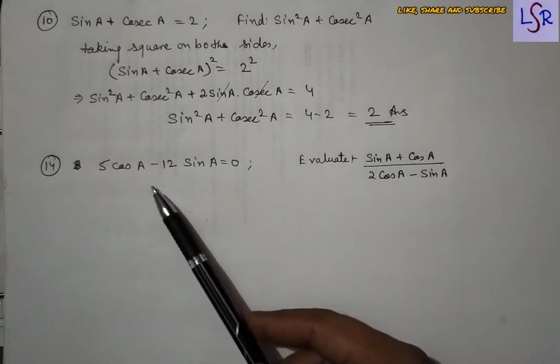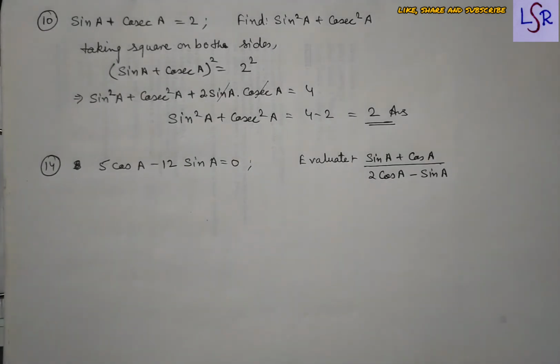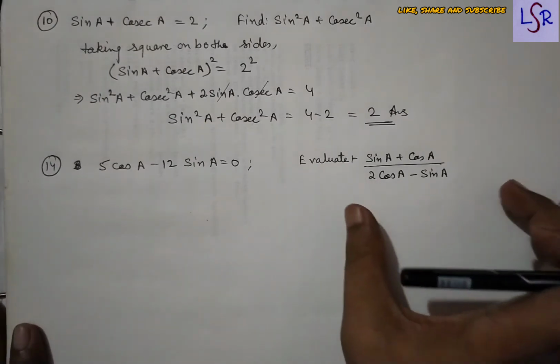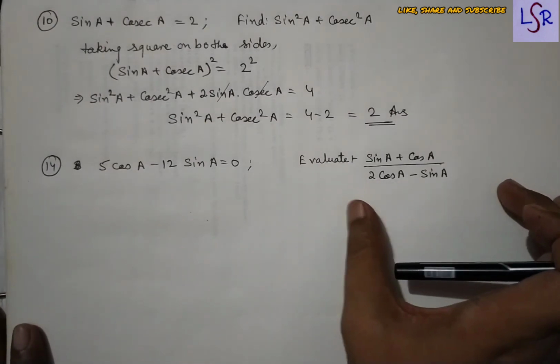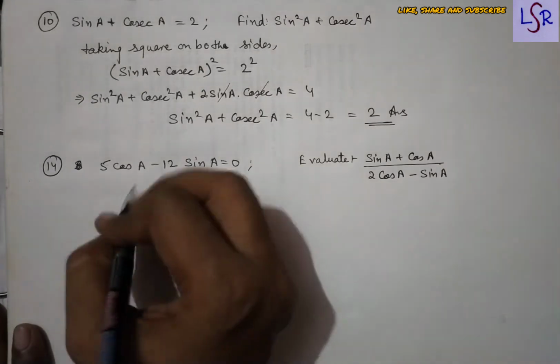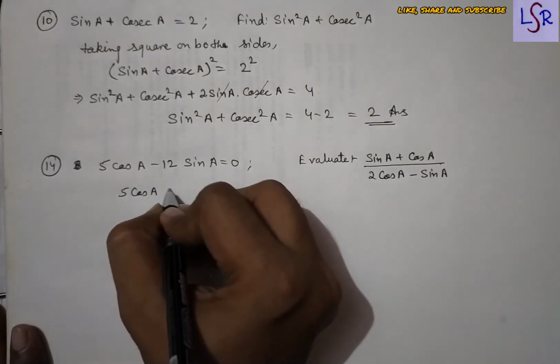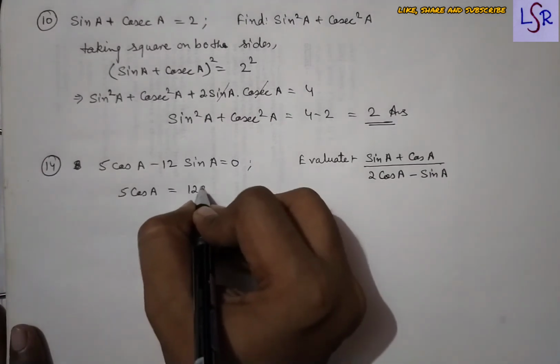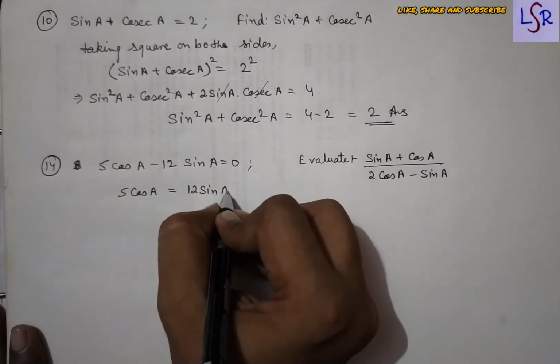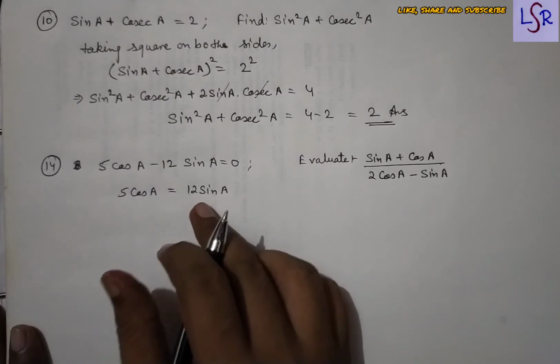Here in the question of 14, we have been given 5 cos A minus 12 sin A equals to 0. And we have to evaluate this value. First of all, we are going to rearrange this one as 5 cos A equals to 12 sin A. And then we can bring a cos A over here and the sin and 12 over there.